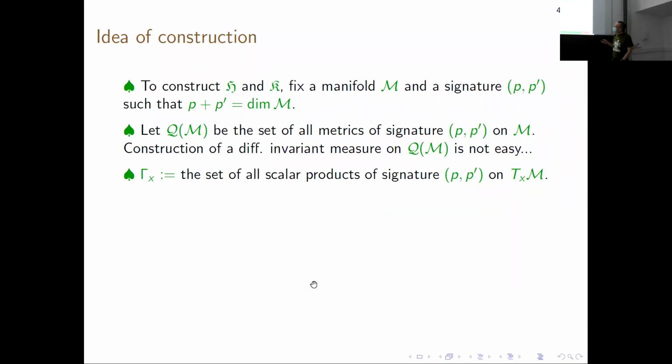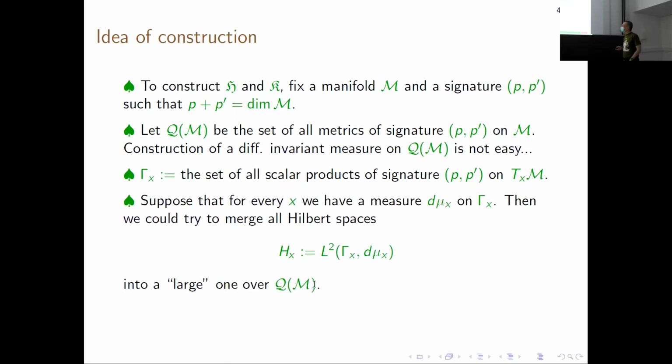I assume that this set contains smooth metric, but it is not necessary. So now, I will use this symbol gamma x to denote the set of all scalar products of this fixed signature on the tangent space at the point x to the manifold M. And now, suppose that we have for every point of the manifold a measure mu x on this set.